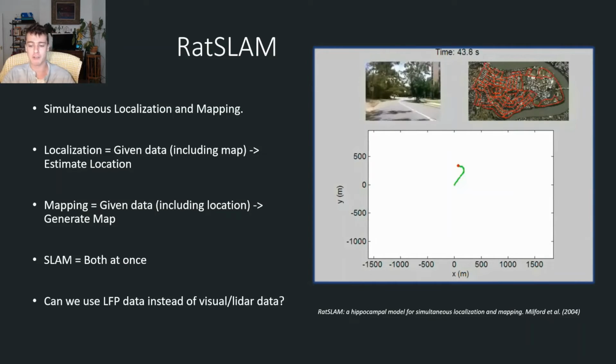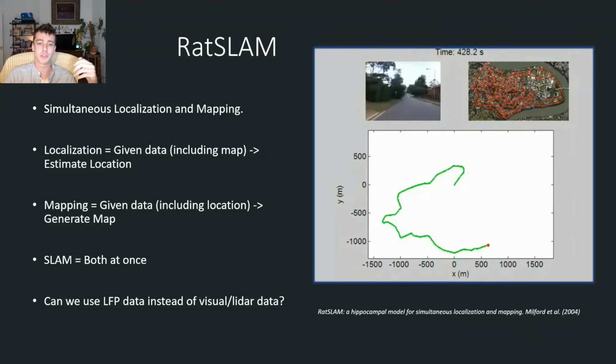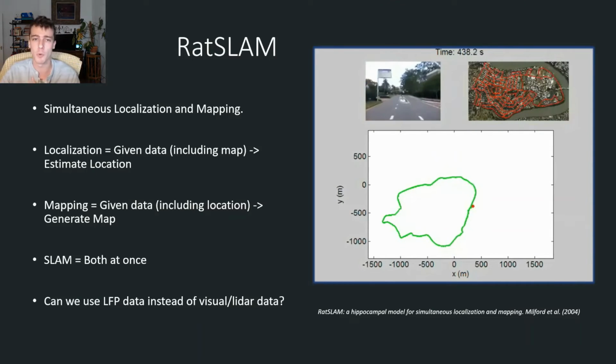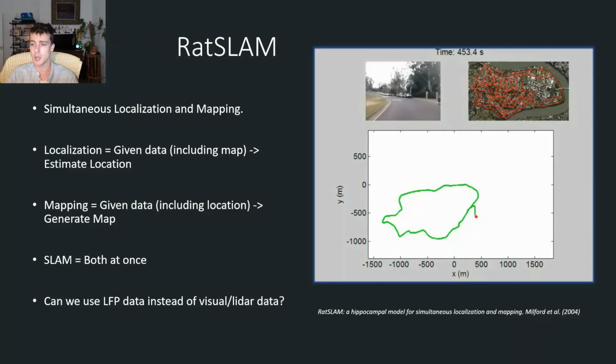And the rat part of the RatSLAM algorithm comes from the fact that this version of SLAM was inspired by place cells and head direction cells and the ways that the rat brain uses these to navigate. And the thinking here is that as this algorithm has some biological inspiration, the maps that we generate will be more biologically plausible.